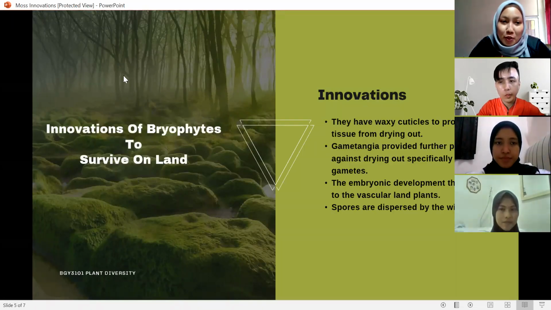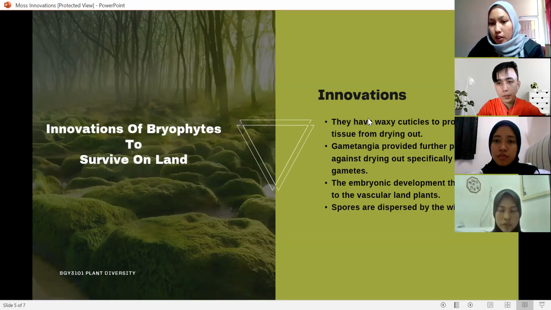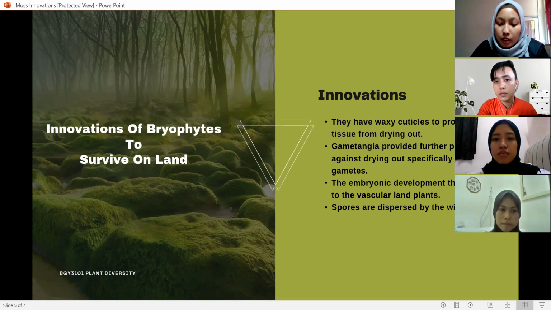All right, for the innovations of bryophytes to survive on land, bryophytes have had to generate adaptations to land. So firstly, they have waxy cuticles to protect plant tissue from drying out. Eventually, the bryophytes develop a waxy cuticle to prevent the plant tissue from drying out. A cuticle is a protective covering on the outside of the plant made of lipids that do not allow water to leave the body of the plant.